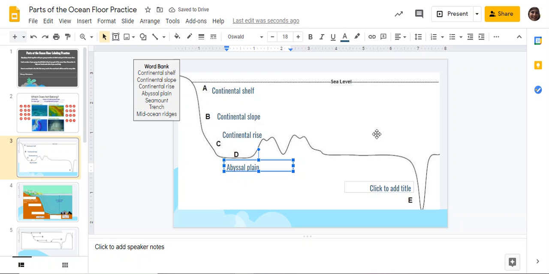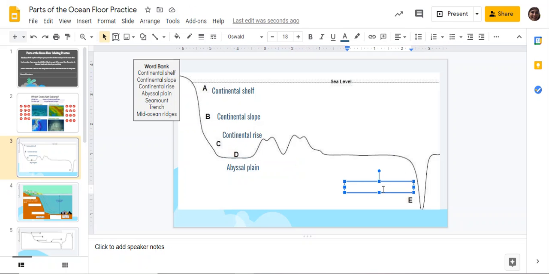The only other part that we have is our E, that's that big hole that's in the ocean floor, and that's our trench caused by a convergent boundary, two plates coming together and sinking or subducting. Okay, that is the parts of the ocean floor.